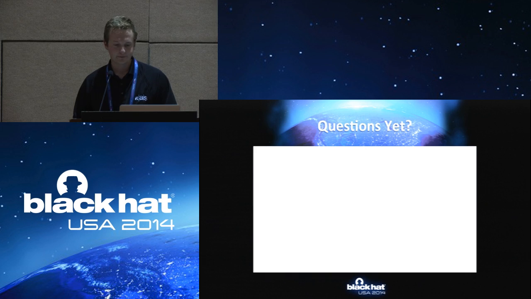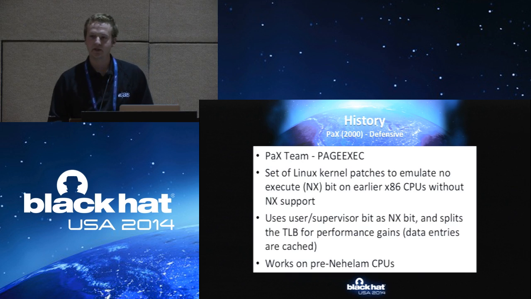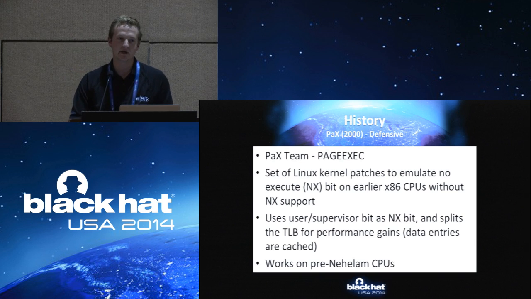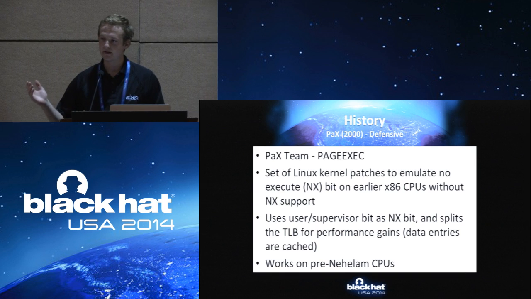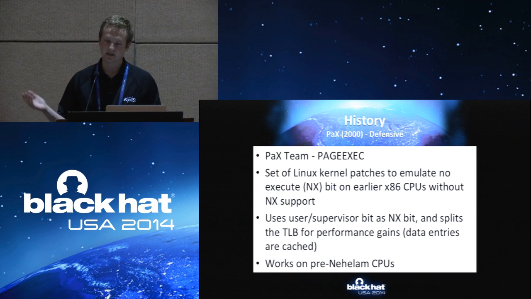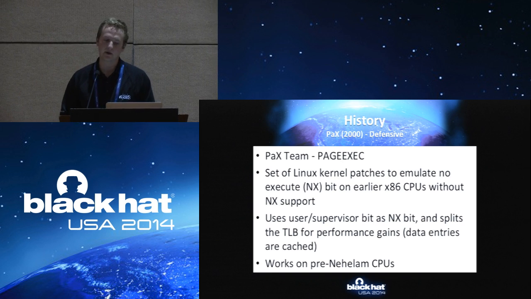Thank you. All right, some history. In 2000, PaX and grsecurity came out with something called PAGEEXEC. If you're not familiar with PaX, it's pretty impressive stuff. It's a set of Linux kernel patches that improve security, and they've stopped stuff like the Futex bug. They've had some defenses against that from way, way long ago.